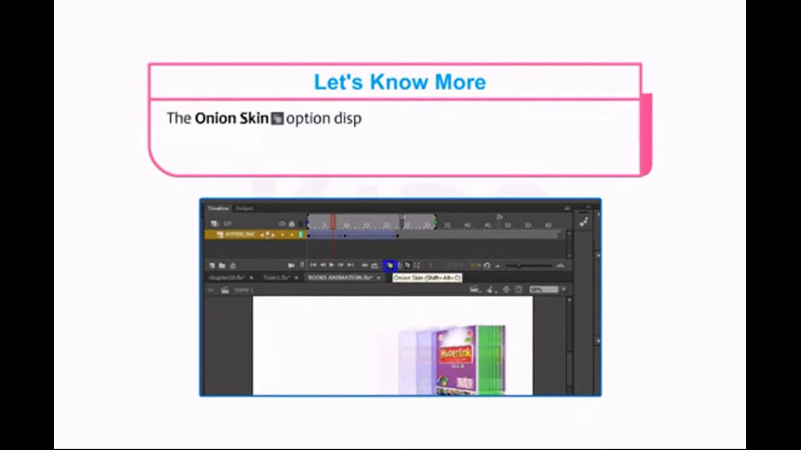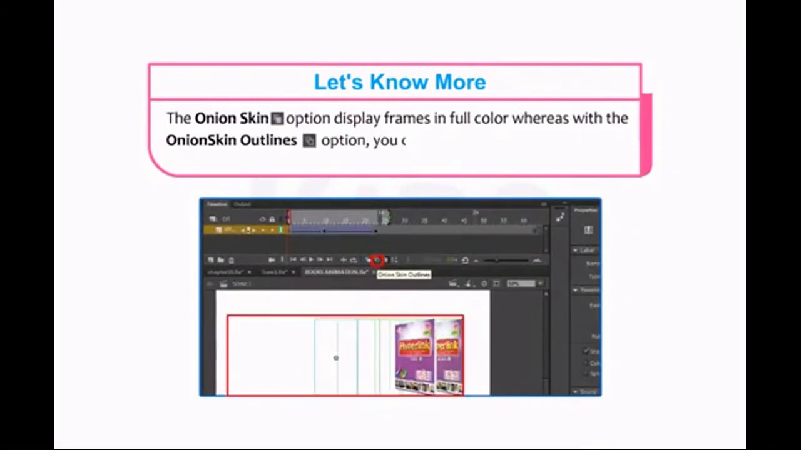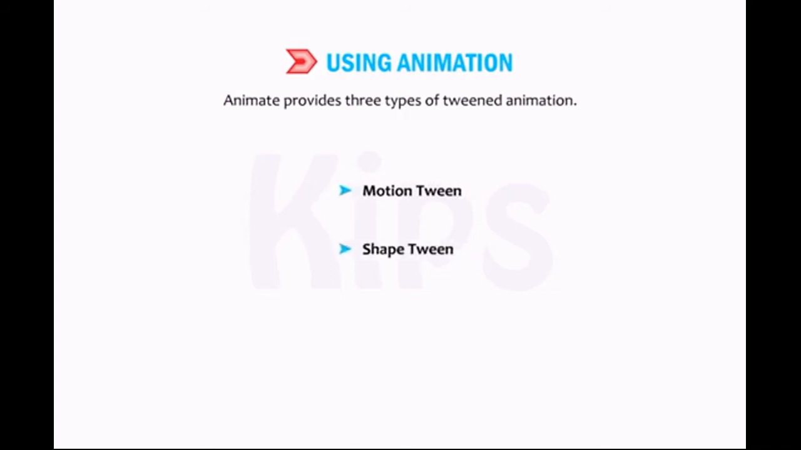The onion skin option displays frames in full color, whereas with the onion skin outlines option, you can view the outline of the object in the frames. Animate provides 3 types of tweened animation: motion tween, shape tween, classic tween.